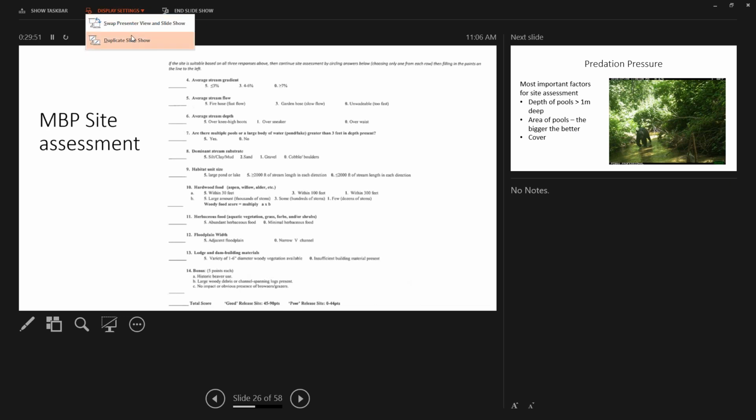Quick question. I'm just noticing you have alder listed as a hardwood food. Have you observed them using alder? Yes, a lot of times mostly taking it down and using it for dam construction, because some of our sites are dominated by alder.